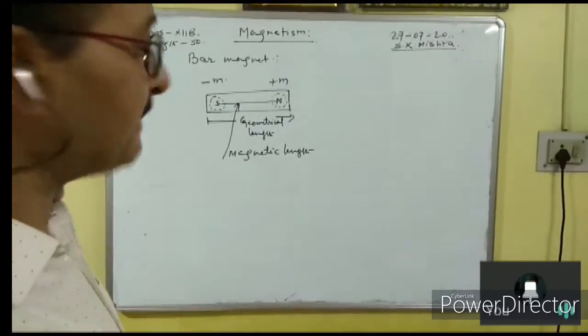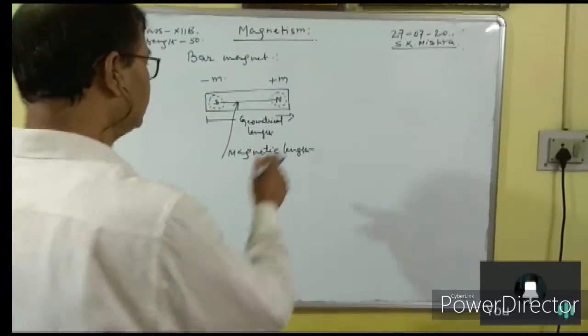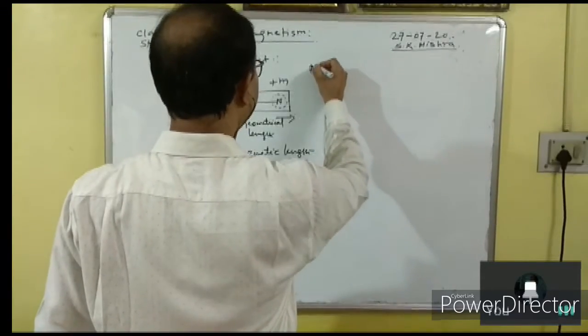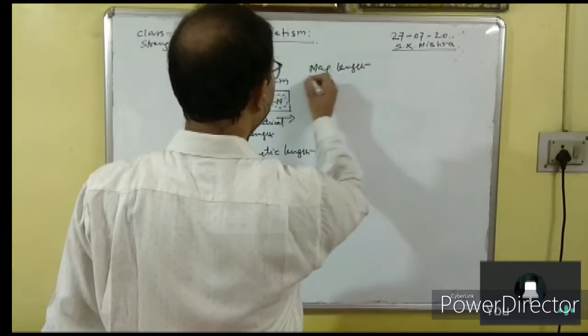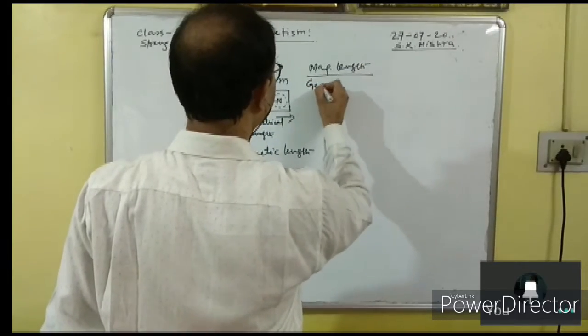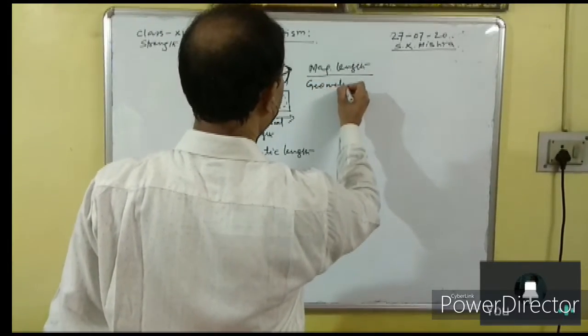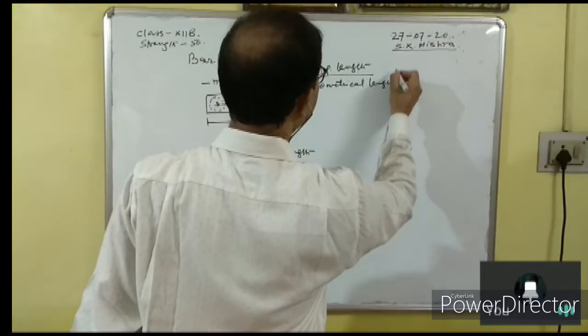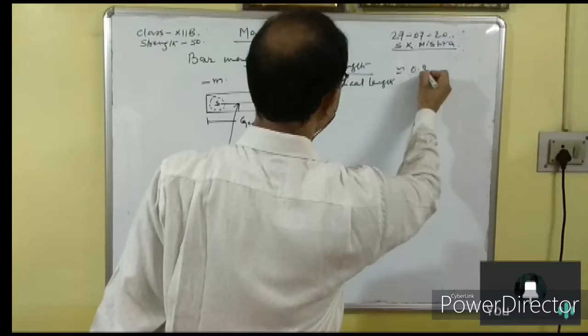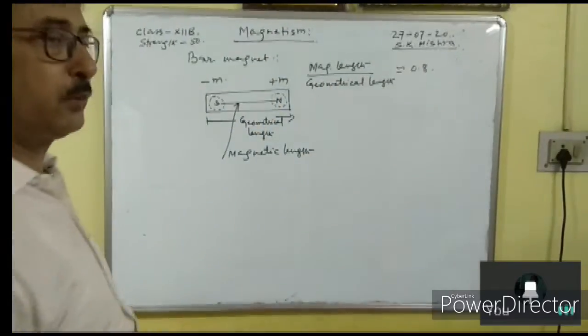So magnetic length is the distance between north and south pole of a magnet, I mean center of north pole to the center of south pole. And geometrical length is from geometry end to end. So geometrical length is always greater than magnetic length.